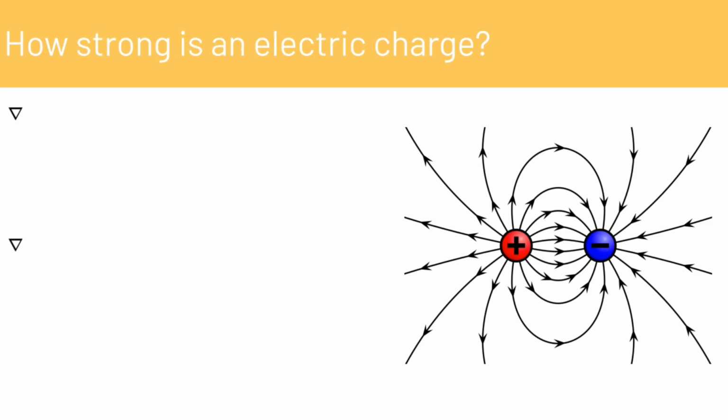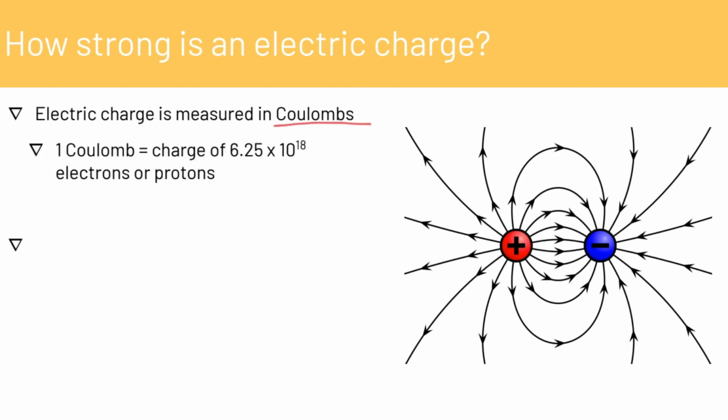So how strong is an electric charge? Electric charge is measured in coulombs. That's the unit we use. One coulomb is equal to the charge of 6.25 times 10 to the 18 electrons or protons. That is a very large number. 6.25 times 10 to the 18 is 625 with 16 zeros after it. That's a very, very large number.